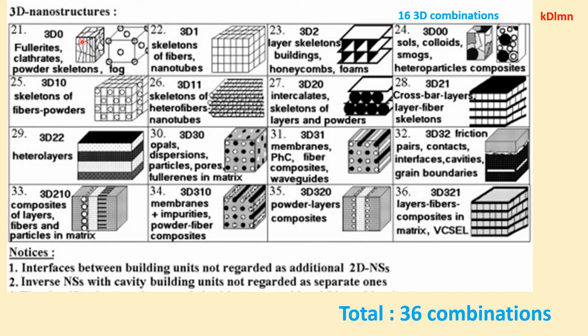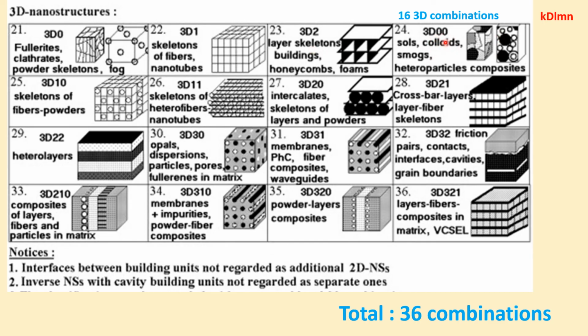Suppose 3D0 is made from zero dimension, or some fullerene nanoparticles are used to make this three-dimension structure. Similarly, three-dimension structure can be made from the nanofibers or nanotubes. So this is how one-dimension material is used for making three-dimension. Similarly, 3D2 means three-dimension structure is made from the two-dimension unit. That is, the two-dimension unit was some layers. So layers are arranged to make this three-dimension structure.